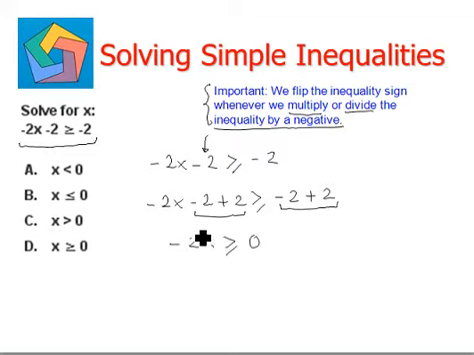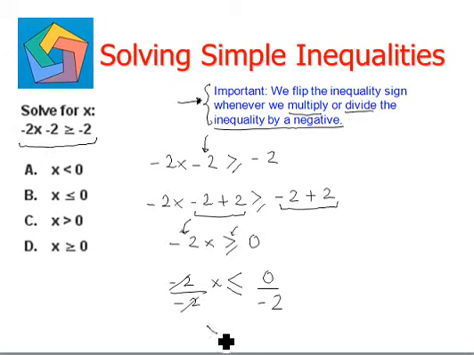Now to find out the value of x, we have to divide by negative 2, that is make the coefficient of x as 1. In this we are now dividing by a negative, so we'll use this information that we flip the inequality sign whenever we multiply or divide the inequality by a negative. So we had a greater than or equal to sign, that will change to less than or equal to 0 divided by negative 2. Negative 2 divided by negative 2 is 1. X is less than or equal to 0 divided by negative 2 is 0. So x is less than or equal to 0 is the answer, can be seen in option B.